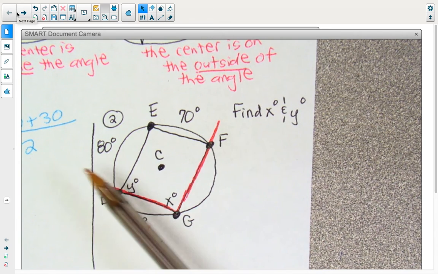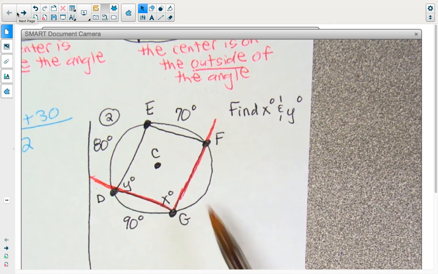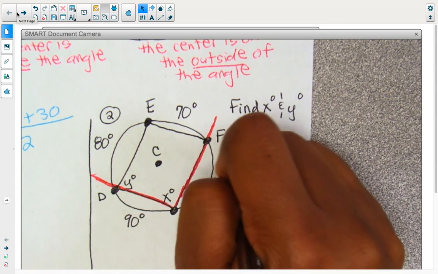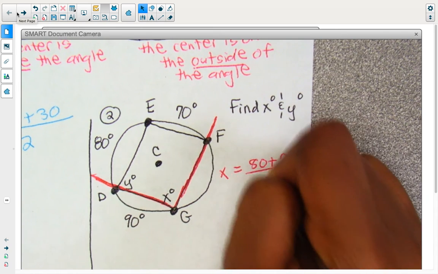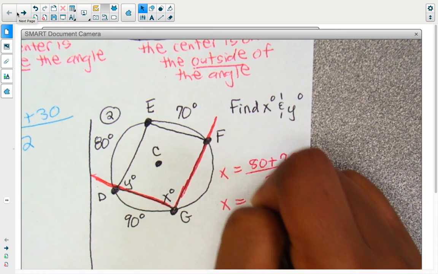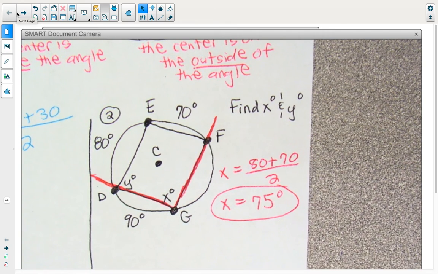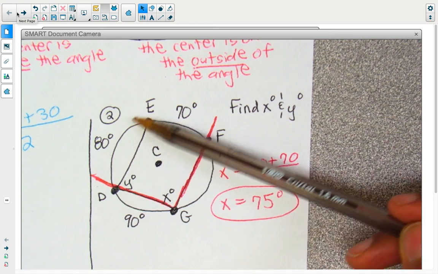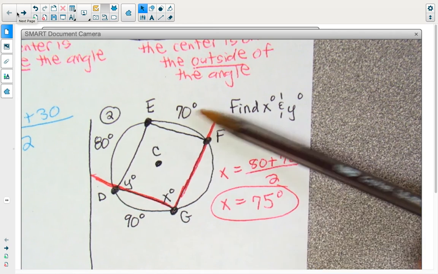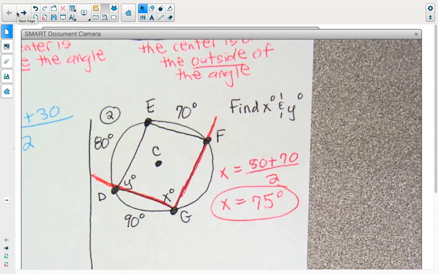So it says if I add these two up and divide it by 2, it'll give me the measure for X. So X is going to be 80 plus 70 and divided by 2. So I got 75. So my intercepted arc started at D and it went all the way around to F. So 80 plus 70 is the measure of my arc divided by 2, and that gives me 75.